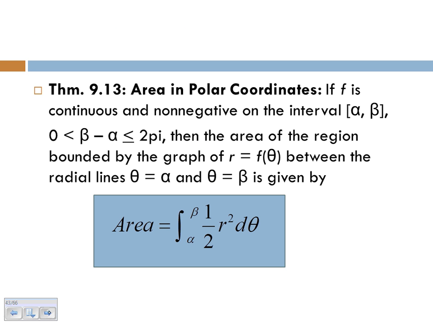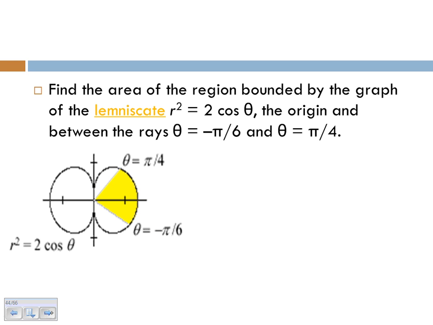Alright, so here we have that area formula that we just talked about. So let's find this one. So let's find the area of the region bounded by this graph of the lemniscate, r squared equals 2 cosine theta, the origin and between the rays, theta equals negative pi over 6, so theta equals pi over 4.